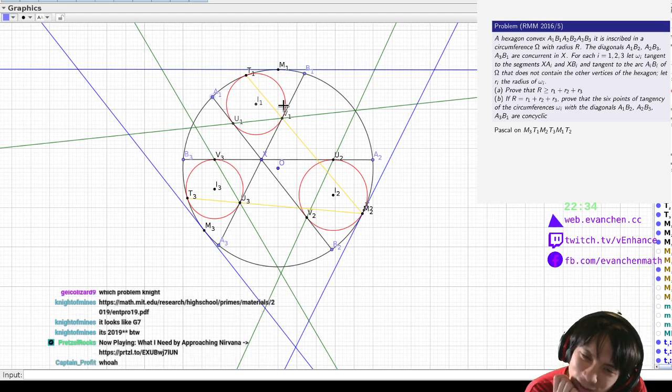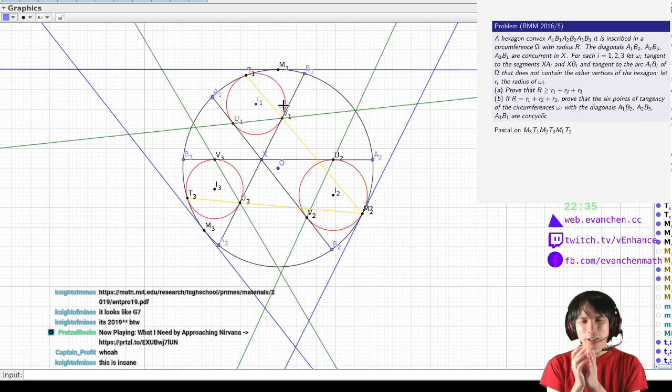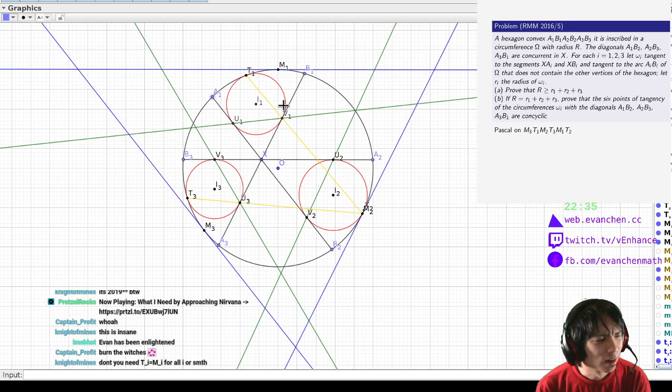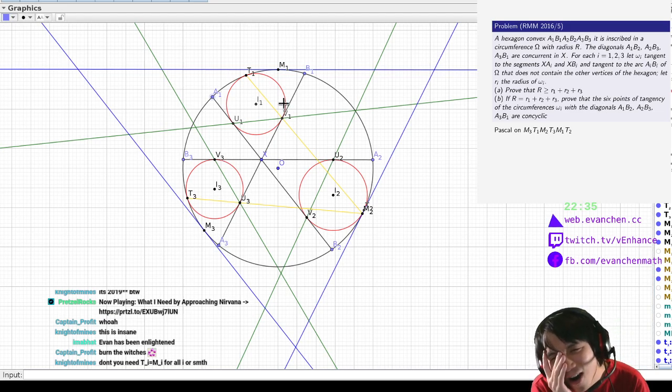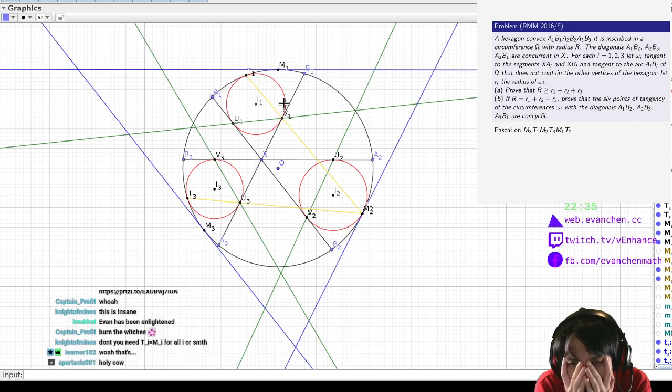What? No, no, no. Wait, how does equality possibly hold? Well, actually, I can just draw an example where equality holds. It holds when t1 equals m1? You need ti equals mi. Oh my god. No way. Are you kidding me? What?